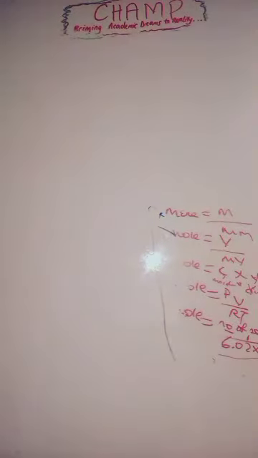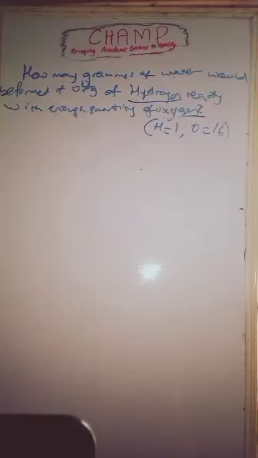So let me write the first question now. I'm sorry, I'm trying to get a better marker. So this is the first question now. How many grams of water would be formed if 0.4 gram of hydrogen reacts with enough quantity of oxygen?